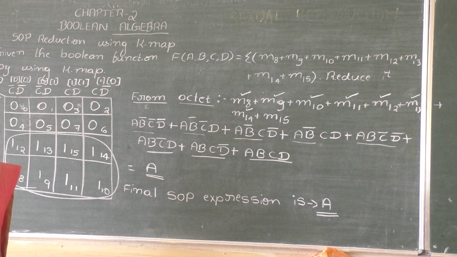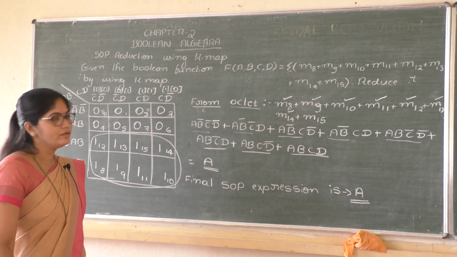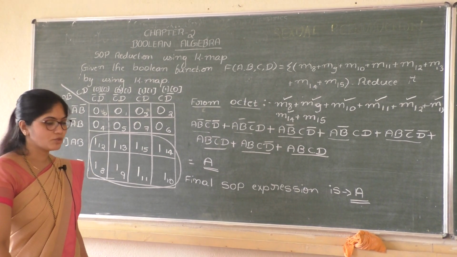So map is filled by placing ones in the squares whose minterm leads to output 1 and fill the remaining squares with zeros.